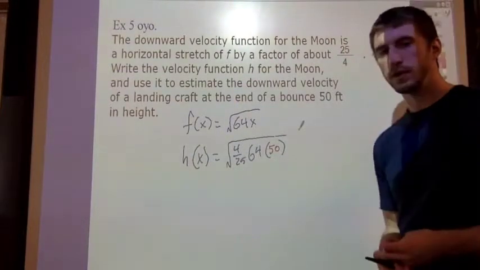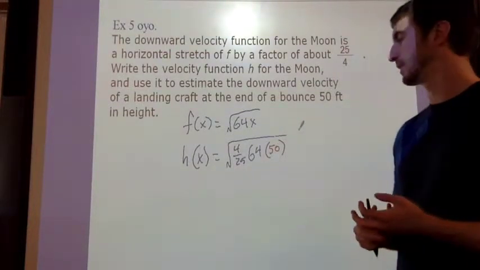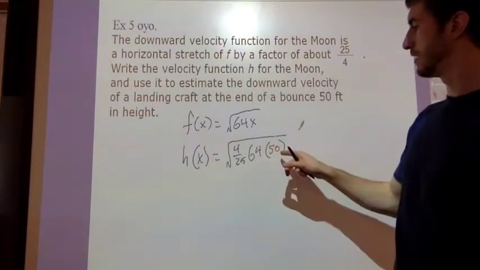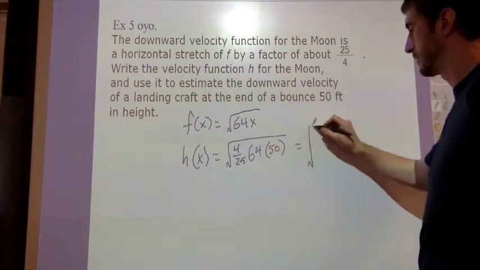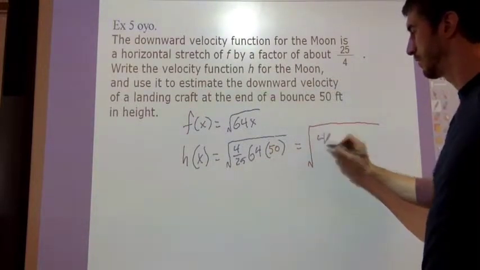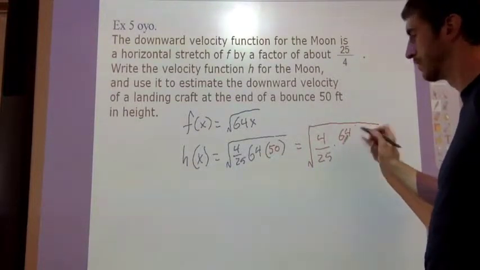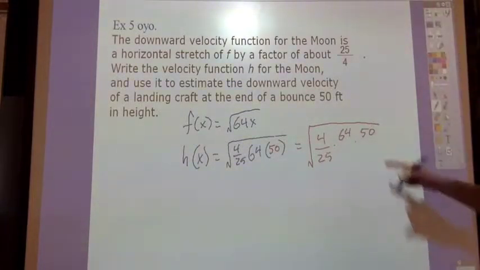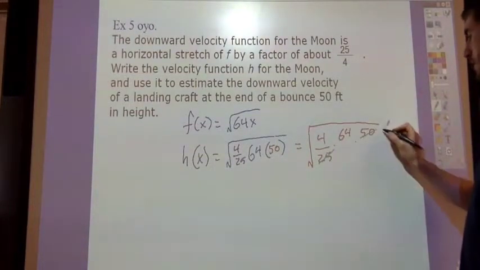Okay. Now I could plug this into my calculator, or I could see if I can simplify it a little bit. So let's go ahead and do that. I'll rewrite this as the square root, and then I'll write everything on an even playing field. So we've got 4/25 times 64/1 times 50. Now I've got a 50 on top and 25 on the bottom, so that can cancel out and just become a 2.